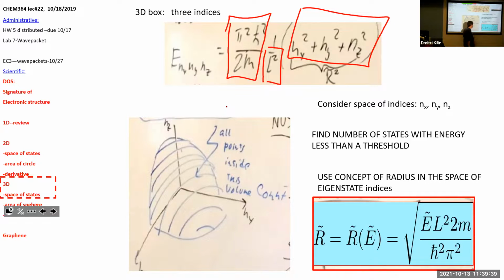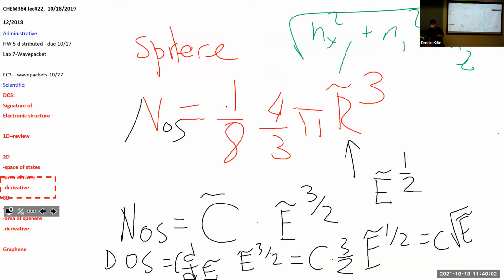Okay. And this radius can be plugged into 4/3 pi r cubed, right? Which we will need to divide by 8 because it is an octant. We chop the space because all quantum numbers are positive.